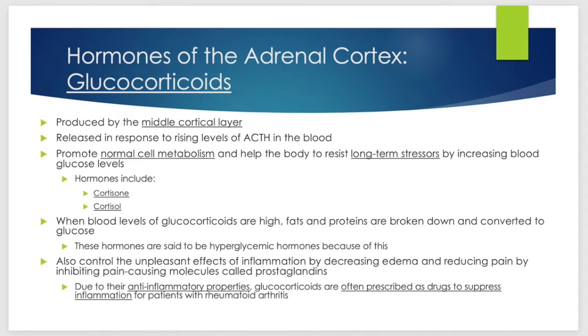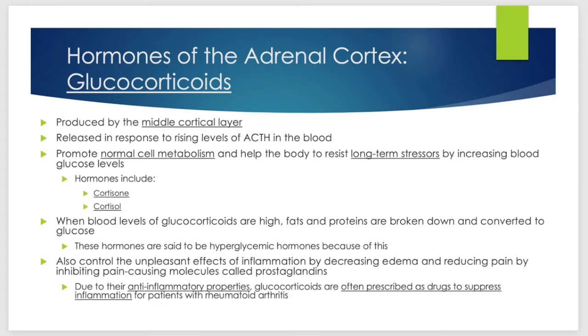With glucocorticoids, that's produced by the middle layer of the adrenal cortex, and that's going to be released in response to rising levels of adrenocorticotropic hormone in your blood. It's going to cause normal cell metabolism to happen. And it also helps your body resist long-term stressors by increasing your blood glucose levels. And there's cortisone and cortisol that are the hormones included in that.